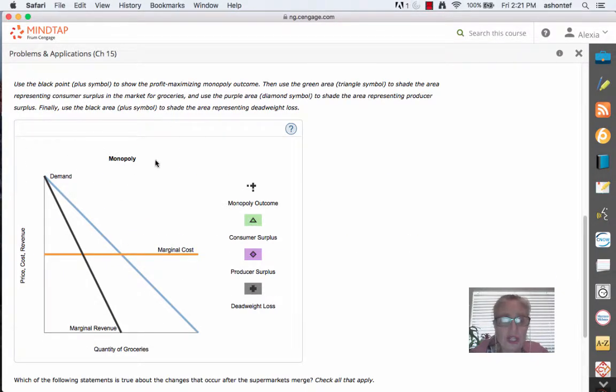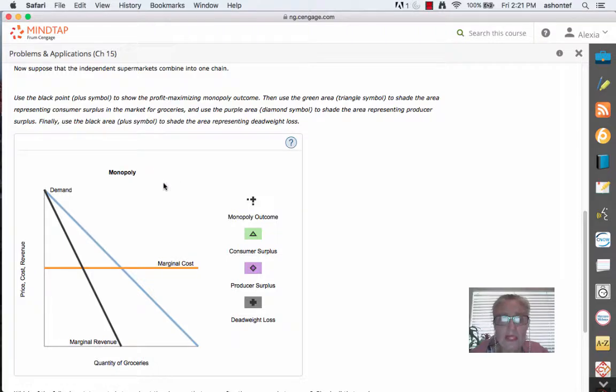Now this picture is representing a monopoly. They're telling you that all these little independent supermarkets have combined into one chain. It's kind of like that article that we have on our Facebook regarding the International Monetary Fund being concerned with these mega corporations. This would be a good example of that, where all these little chains come together and form one big chain. So they become a monopoly.